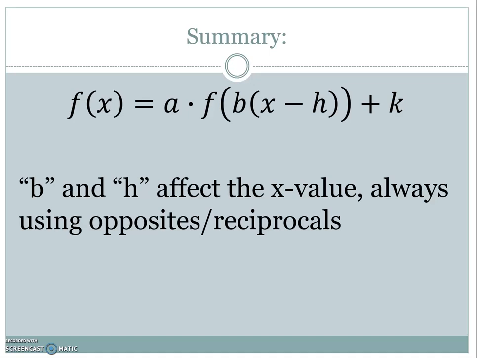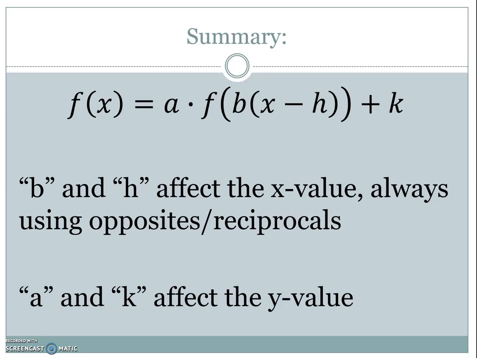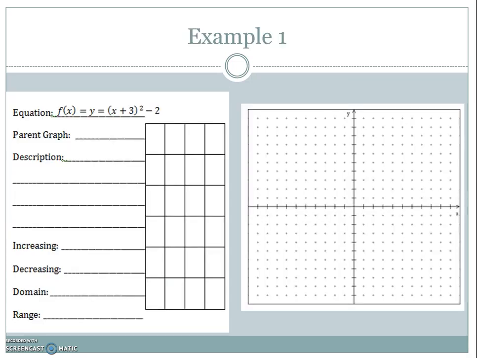And we're always using opposites or reciprocals. So the h is always the opposite sign, and b we're going to do the reciprocal. We'll talk more about that later. A and k, though, they affect the value as is. So if a is 2, we're taking all the y values and we're multiplying them by 2. And the k you saw shifted up or down.